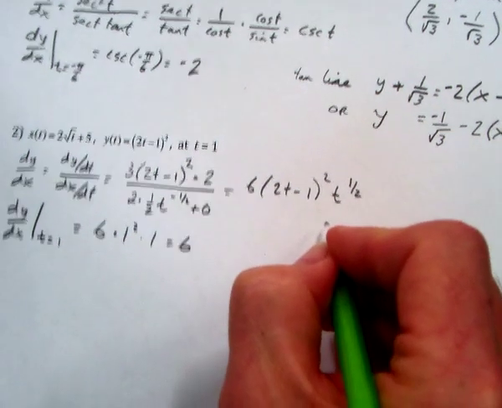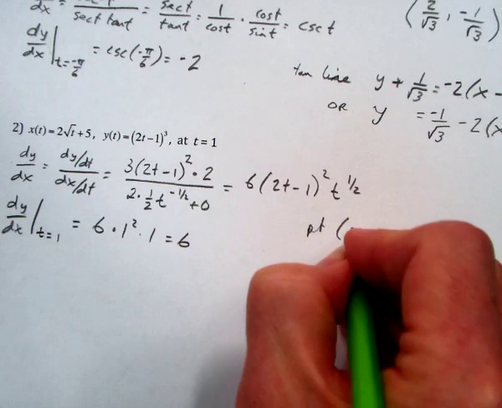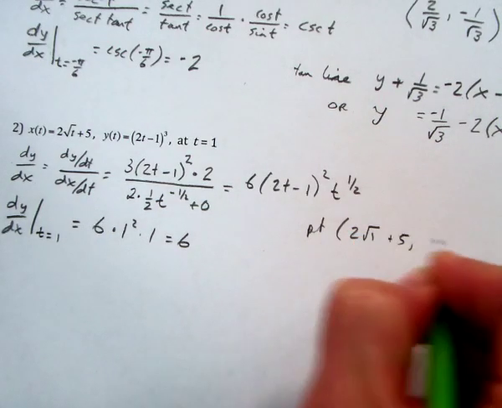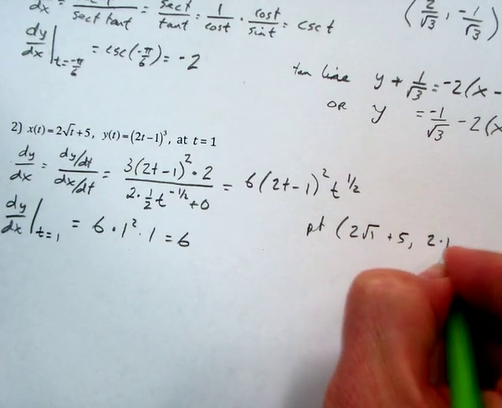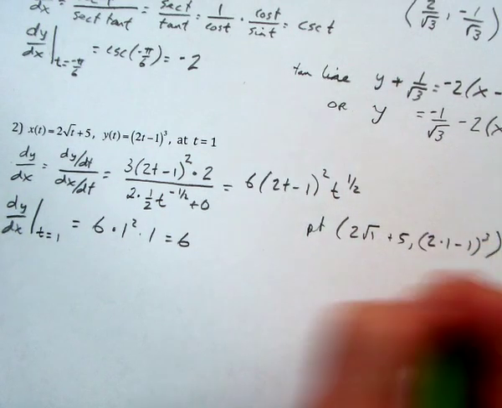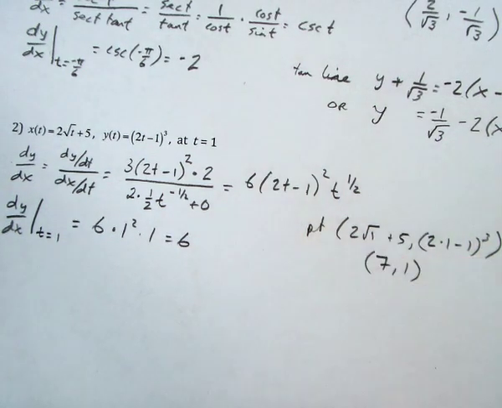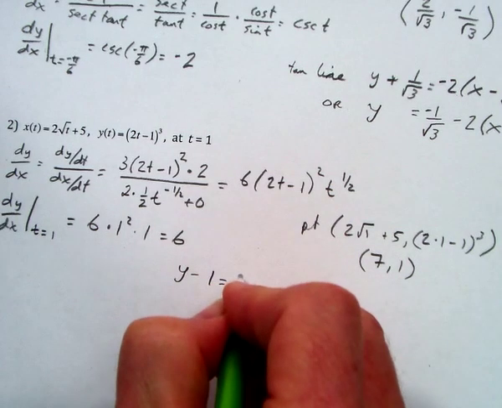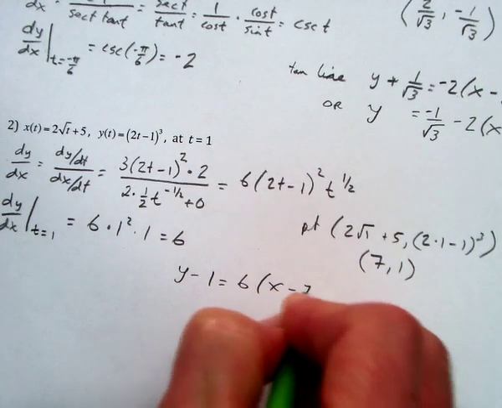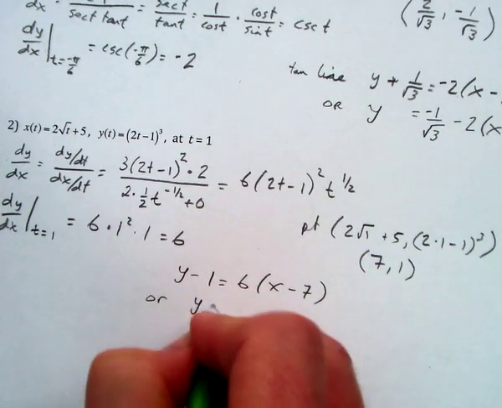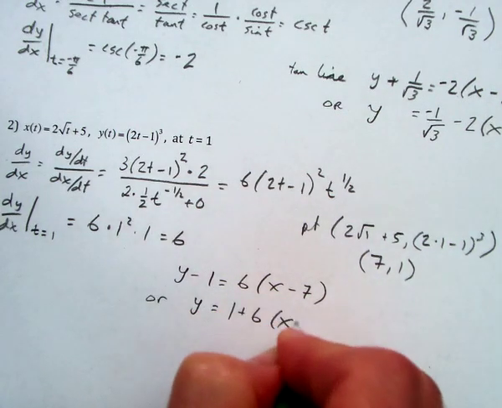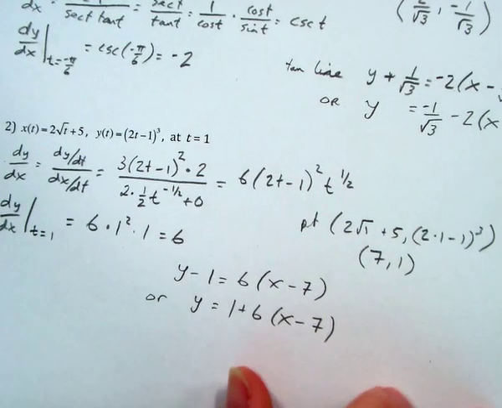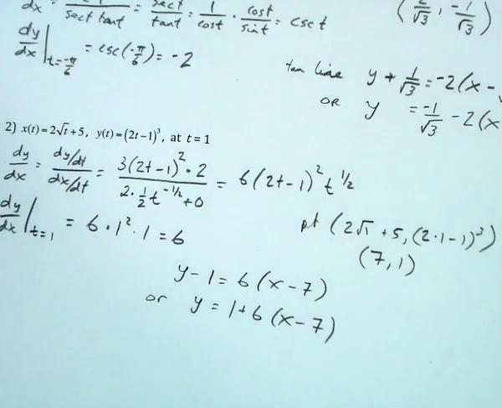Again, we need a point, so our point will be 2 times root 1 plus 5, and then 2 times 1 minus 1 quantity cubed, so we'll get (7, 1), and we just plug it in again. So we have y minus 1 equals the slope 6 times the quantity of x minus 7, or we can say y equals 1 plus 6 times the quantity of x minus 7. And that's it for parametric. In class, I'll show you another example which is a little more challenging for us to think about. And we're done.